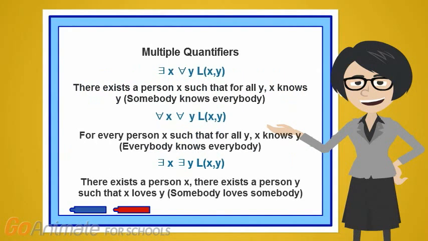Let's continue with the previous example to explore different orders of quantifiers. This statement says there exists a person x such that for all y, x knows y. In other words, it means somebody knows everybody. This statement says for every person x and for all y, x knows y. It also means everybody knows everybody. This statement says that there exists a person x, there exists a person y such that x knows y: somebody knows somebody.